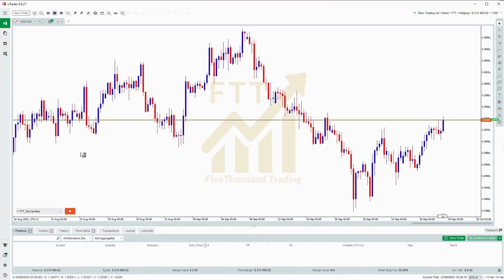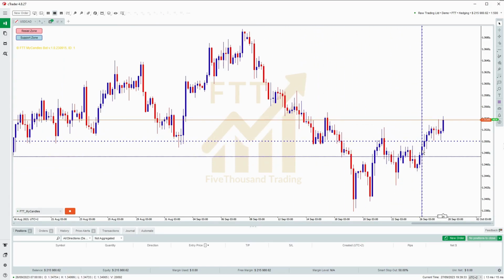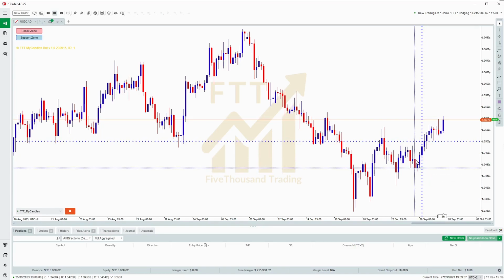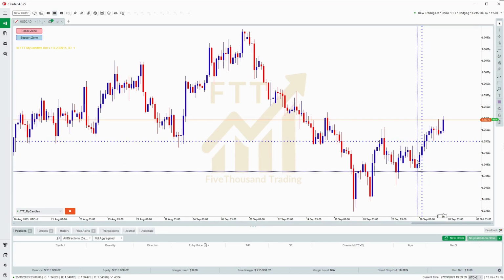When I start the strategy, I see two buttons at the top: resist zone and support zone. Let's draw the zones. First, the support zone. To mark the high of the zone, I need to click on any candle whose high will be used as the high of the zone. Then I have to click again on any candle whose low will be used as the zone's low.